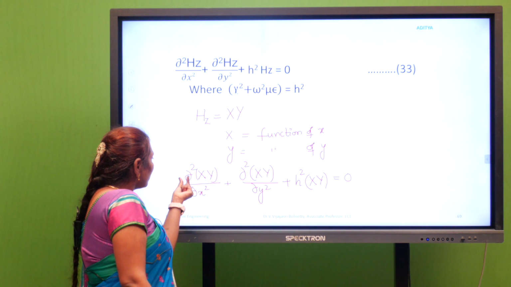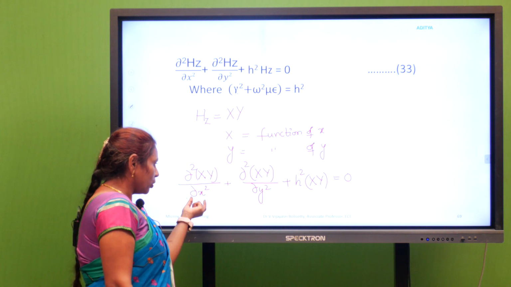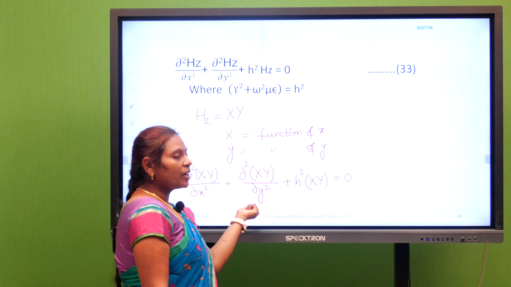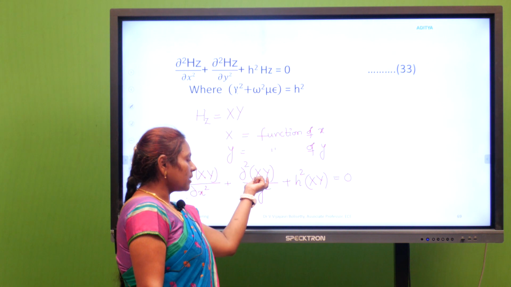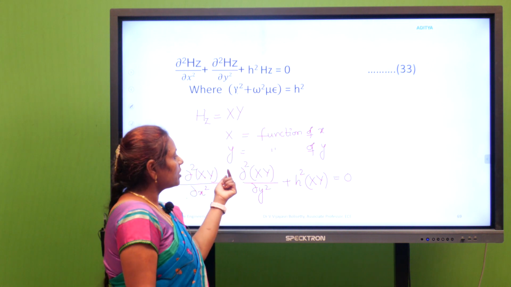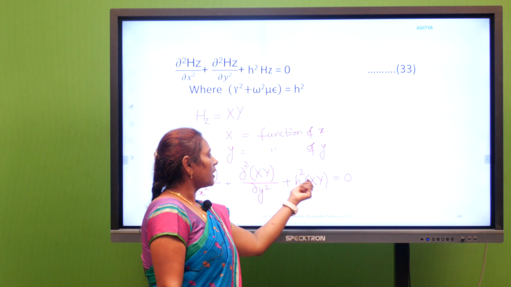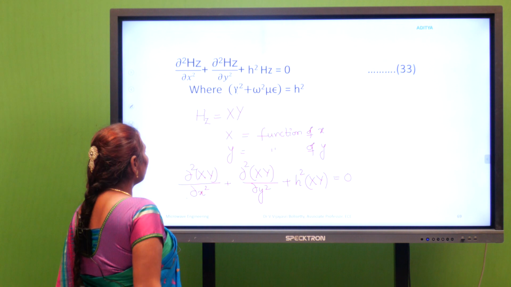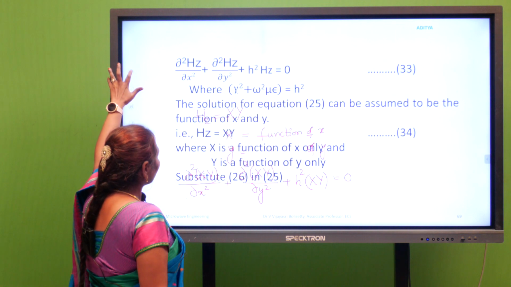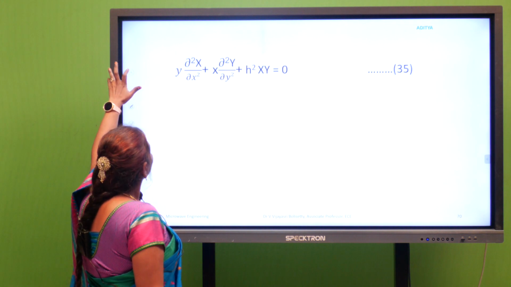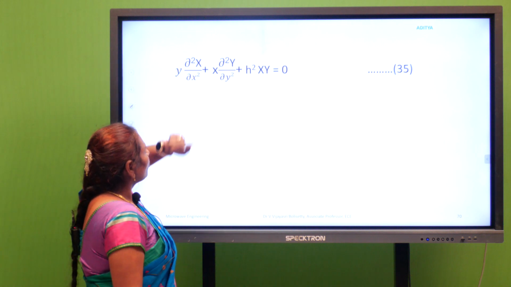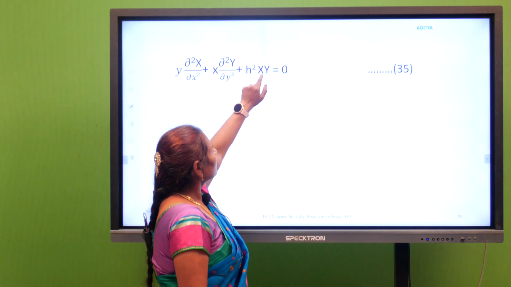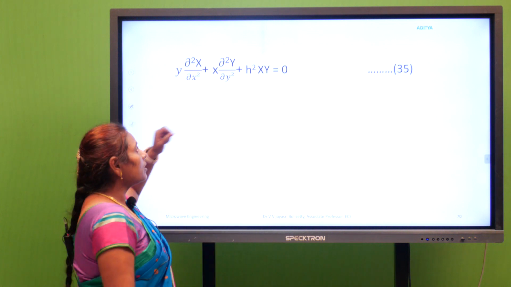Now, as we are differentiating with respect to x, and this is a partial differentiation, Y becomes a constant. As we are differentiating with respect to y, X remains constant. Here in h²XY, both x and y are variables. So we get the equation Y ∂²X/∂x² + X ∂²Y/∂y² + h²XY = 0.